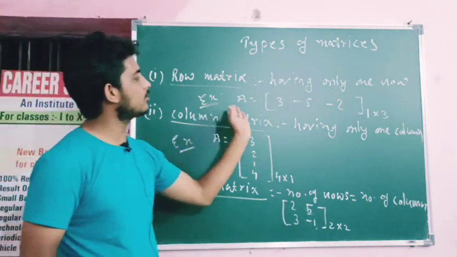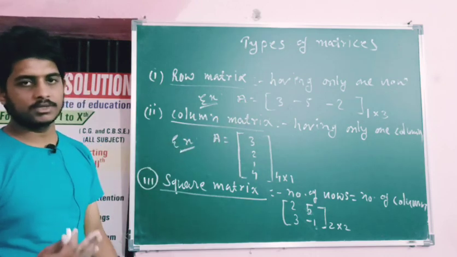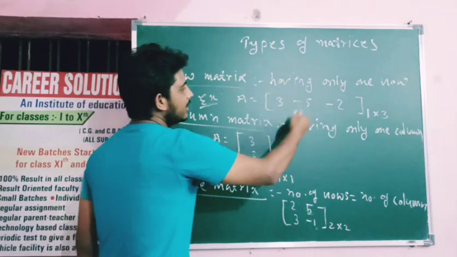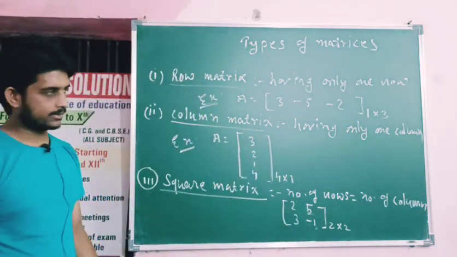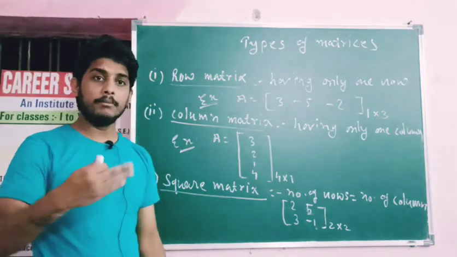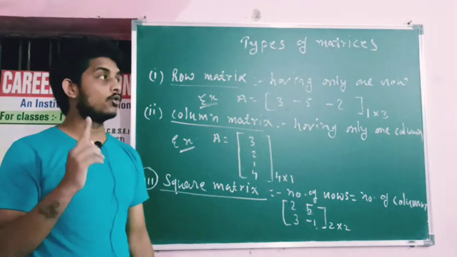Here you can see there is only one row, and the order of this matrix is what? Can anyone tell? 1 cross 3. How? There are 3 columns and only 1 row. It is called row matrix. It is not necessary that there are always 3 columns. There can be many columns, but the necessity is one row only.